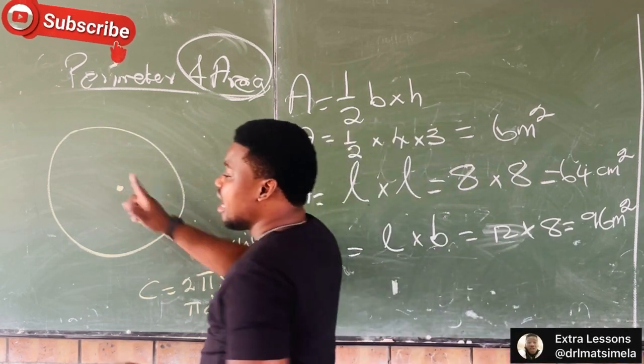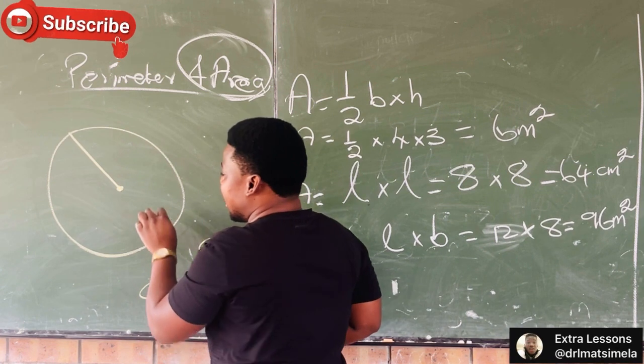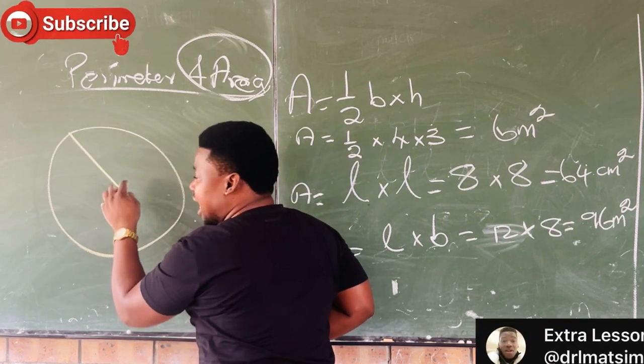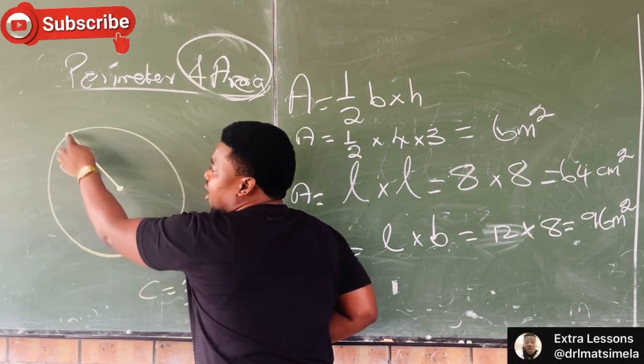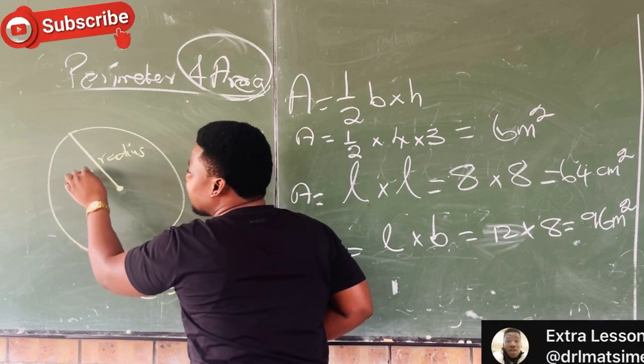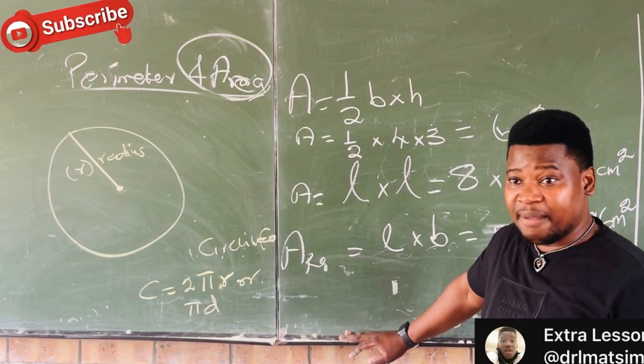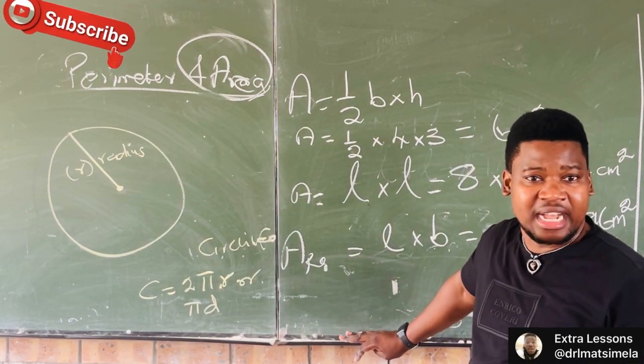From the center, if I draw a straight line going to the circumference of the circle, the line from the center of the circle to the circumference is called the radius. Just simple r, the radius. Are we clear? Yes. And then how can I find the diameter?